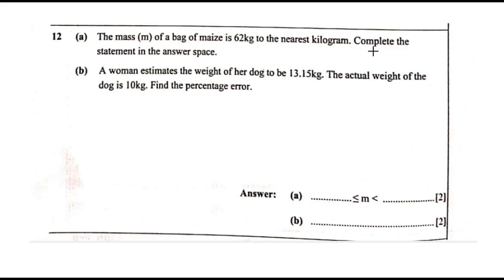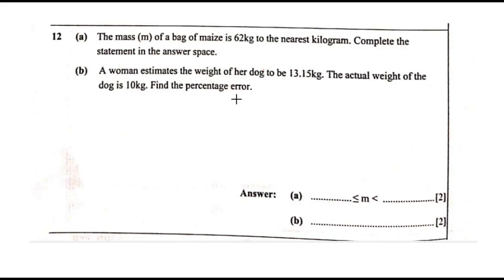Okay. The mass of a bag of maize is 62 kg to the nearest kilogram. Complete the statement in the answer space. Okay, so the mass of a bag of maize is 62 kilograms to the nearest kilogram. Complete the statement in the answer below. So if we say it is 62 to the nearest, we're probably talking about it wasn't exactly 62 kilograms.